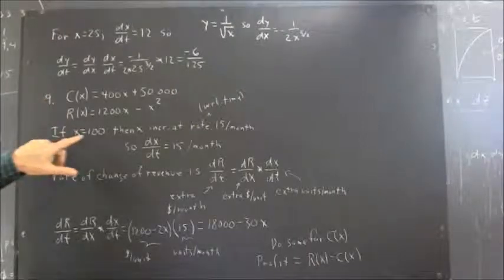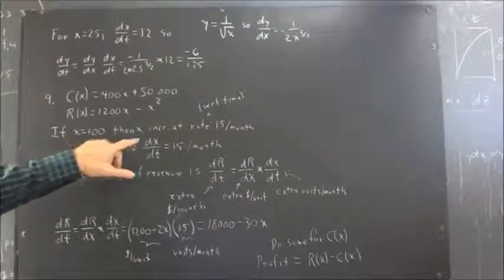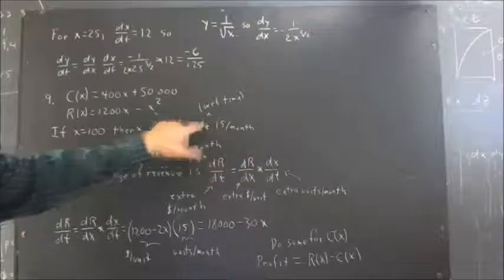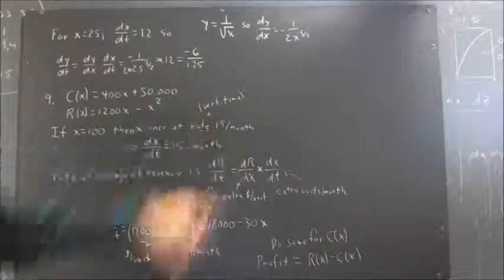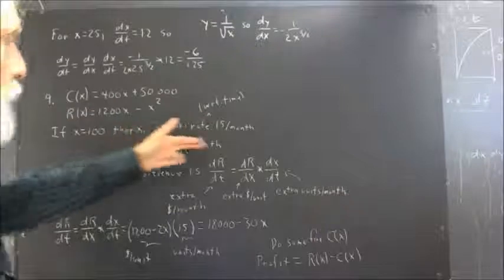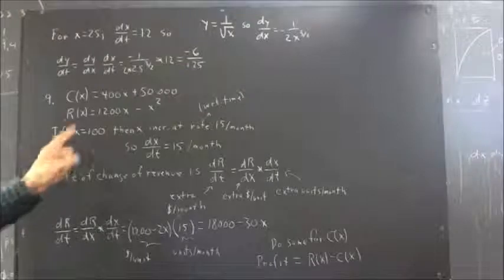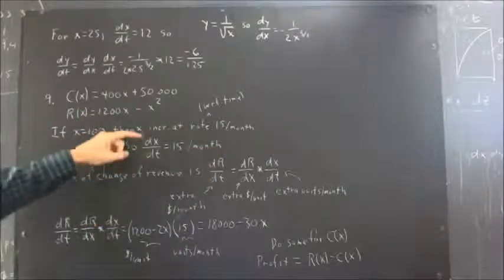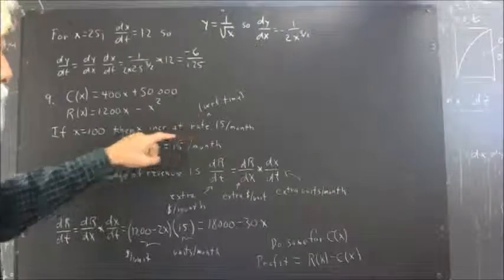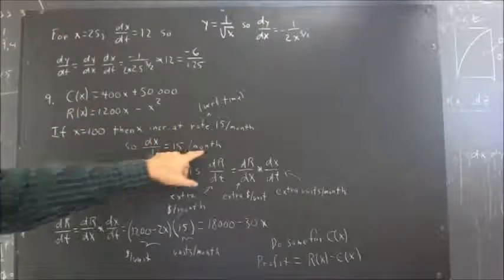Then we say that when X equals 100, X is increasing at a rate of 15 per month. That's a rate with respect to time of 15 per month. So when we're producing 100 of these, we're increasing our production at a rate of 15 units per month. Now, that statement means that dx/dt is 15 per month, because dx/dt is the rate of change of X with respect to t.